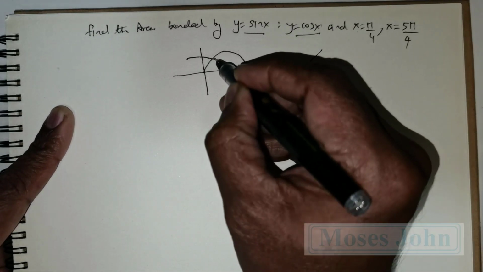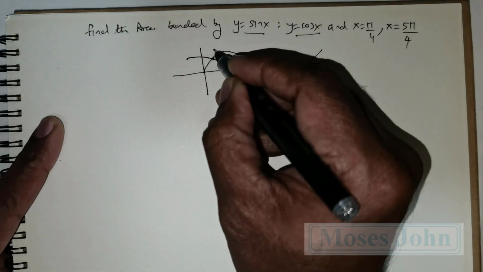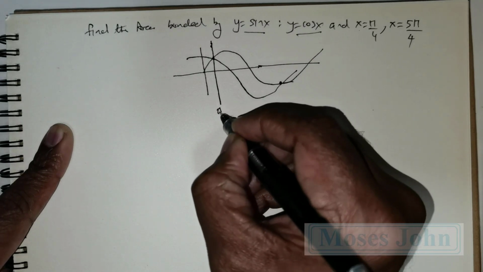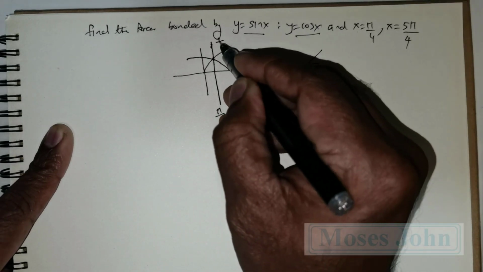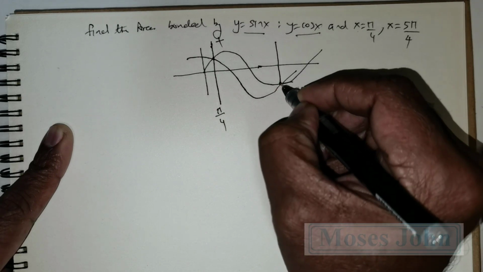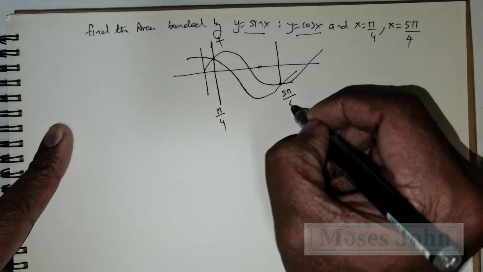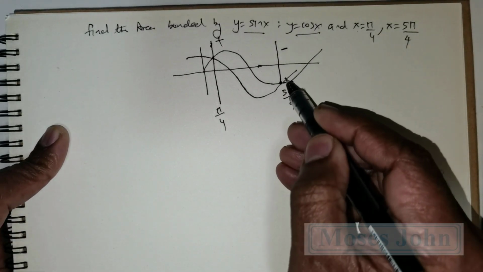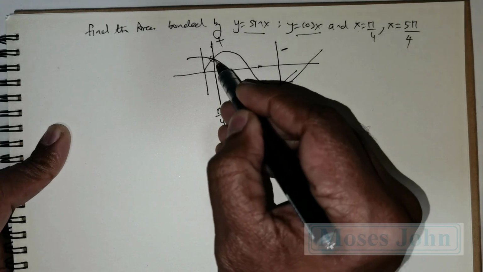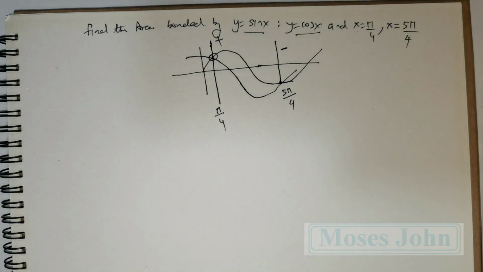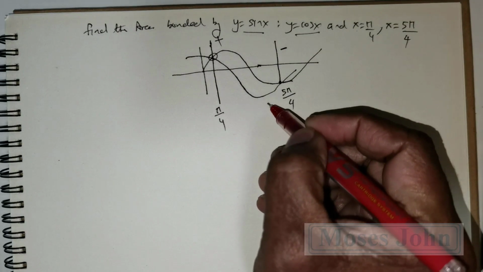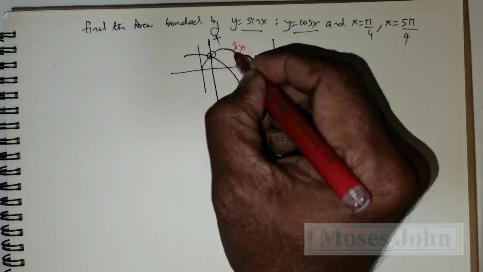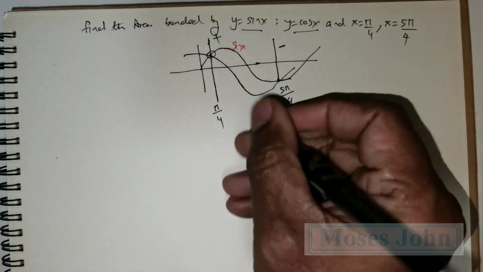Now there are 2 points of intersection, point 1 and point 2. Now this point that you see will be pi divided by 4. It's on the positive end. And this one which you see here will be 5 pi over 4, which is on the negative end. So this is actually the negative intersection and this is the positive intersection. So have that in mind. And this curve is the sin x curve, which you see here, and this one is the cos x curve.